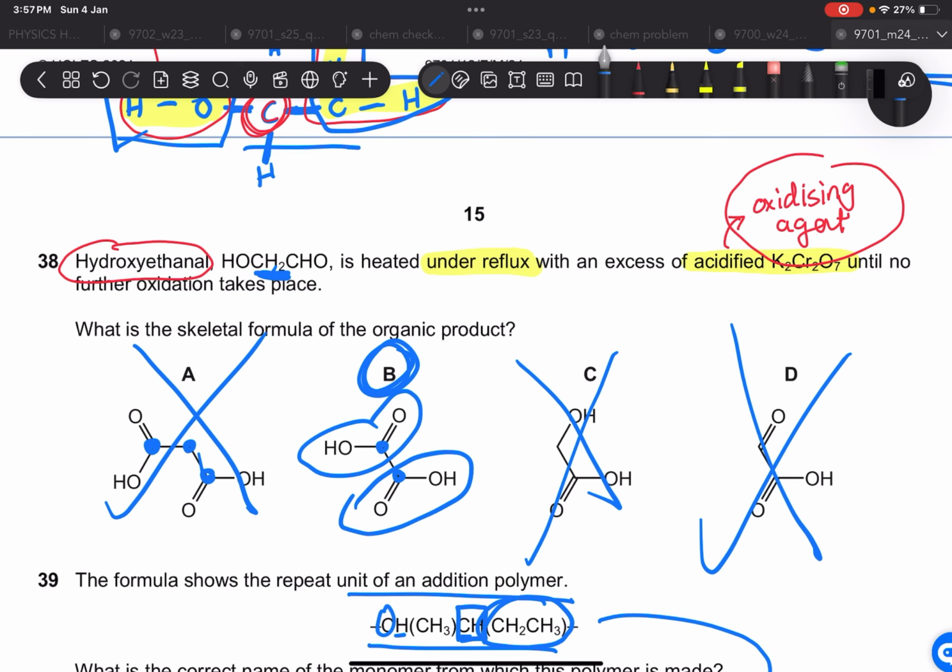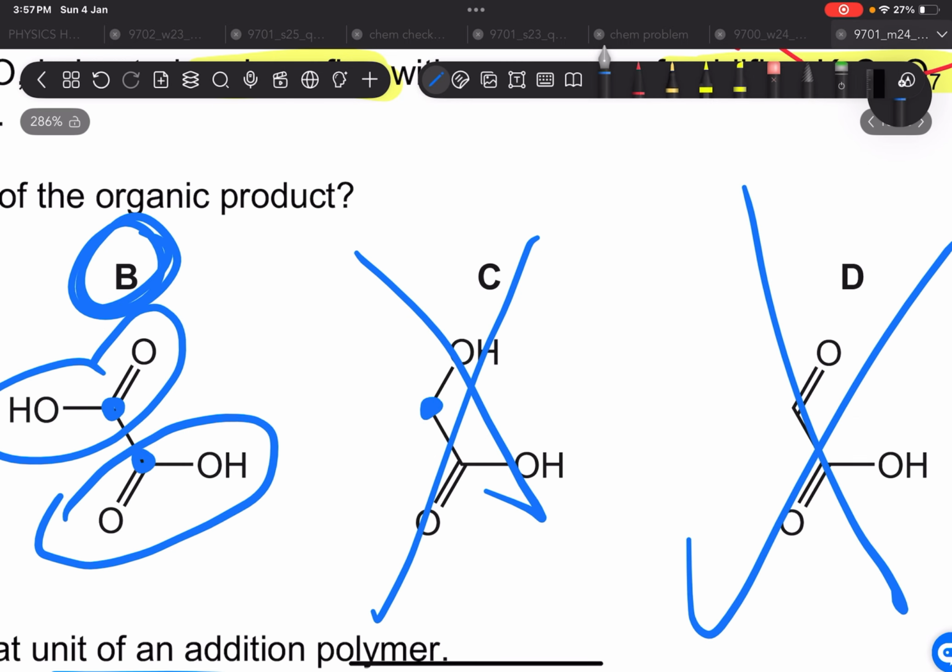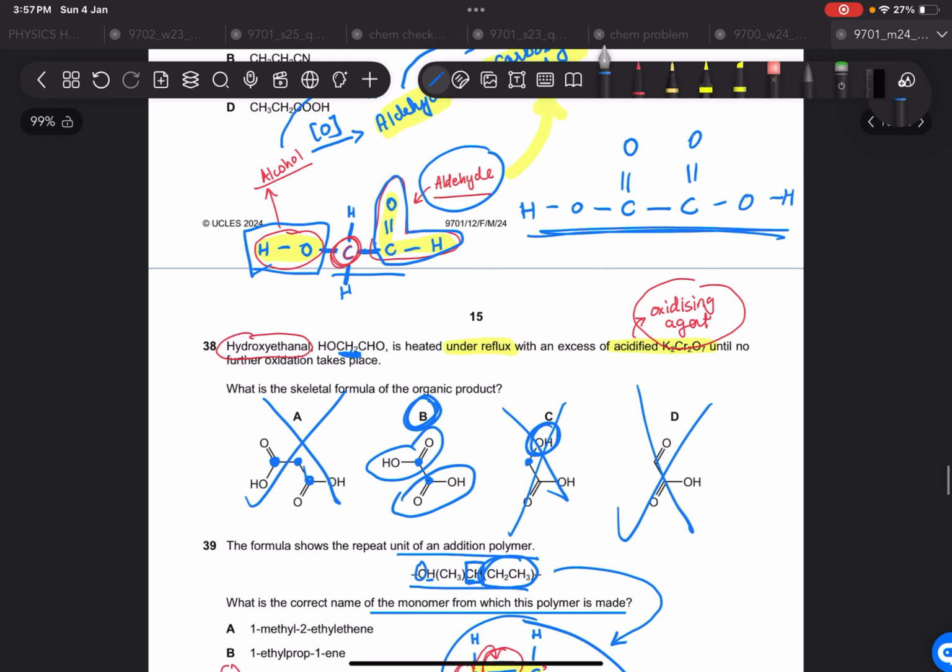I hope you get what I'm trying to do. Over here, this one's forming an alcohol. There's no carboxylic acid over here. So that's why option B is correct.